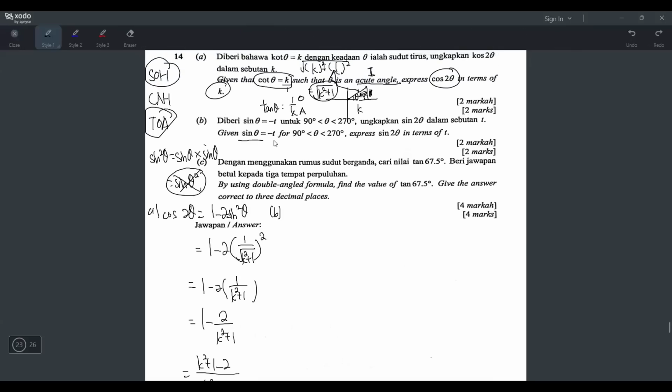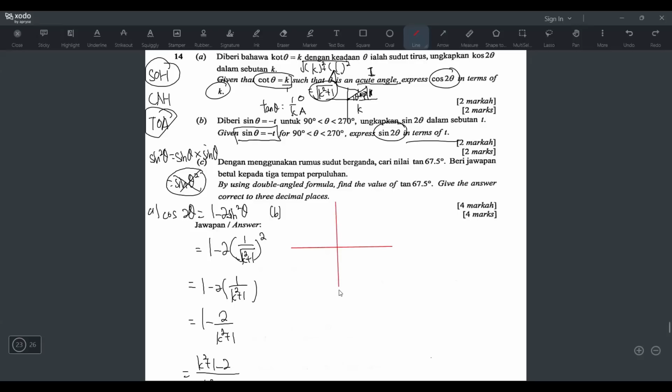Okay, given sine theta equals negative t, theta is in between 90 and 270, express sine 2 theta in terms of t. This type of question again, they give you something like sine theta equals to something, and then ask you to find something 2 theta. So you know what to do. You have to locate, you have to draw. If you don't locate, you cannot do. So let me locate across. Okay, use red color also can.